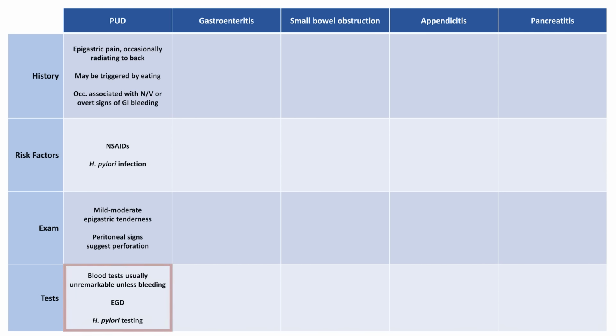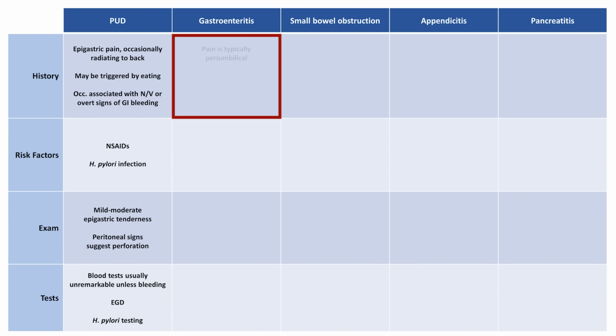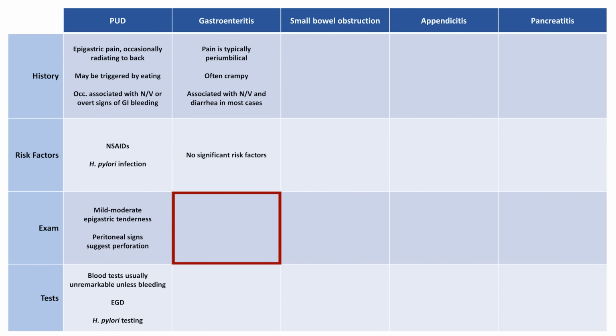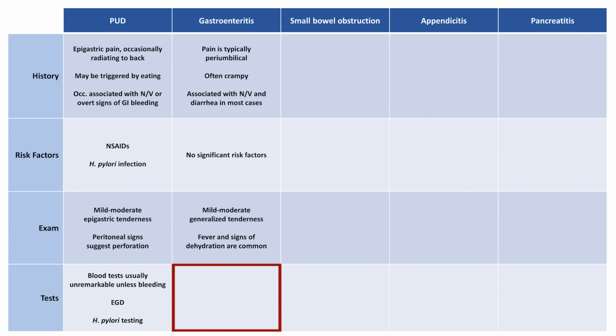pylori. When it comes to gastroenteritis, pain is typically periumbilical. It's often crampy and associated with nausea and vomiting and diarrhea in most cases. There aren't really significant risk factors outside of an outbreak. The exam will show mild to moderate periumbilical or generalized tenderness, but no rigidity or peritoneal signs. Fever and signs of dehydration are common. The only typical abnormal blood test is an elevated white blood cell count. Diagnosis is a clinical one, not requiring any imaging or endoscopy.